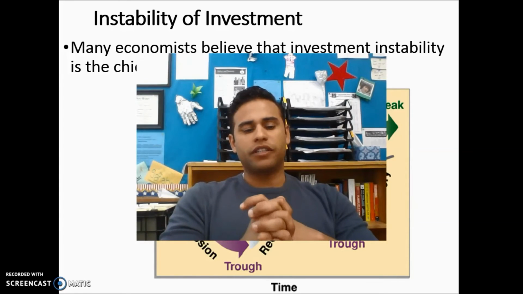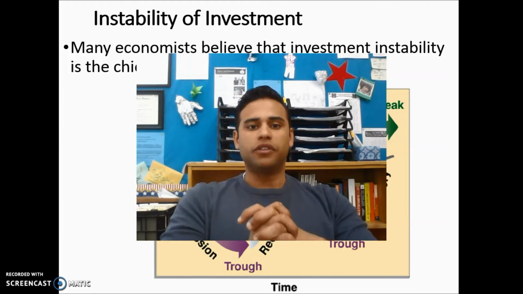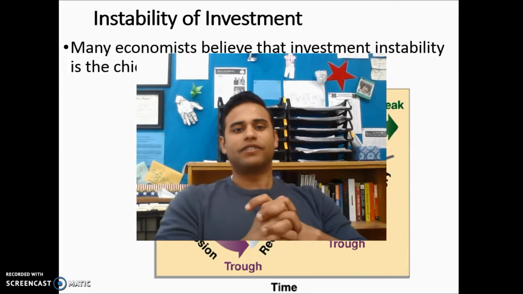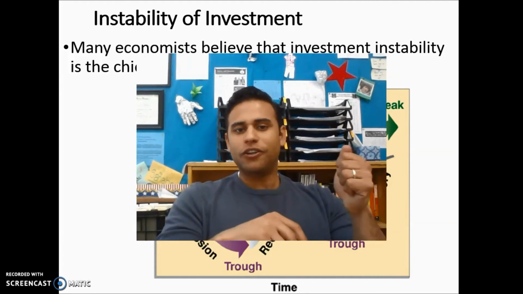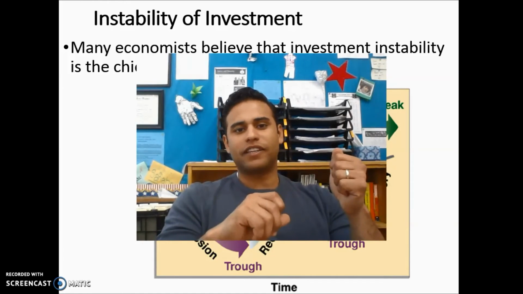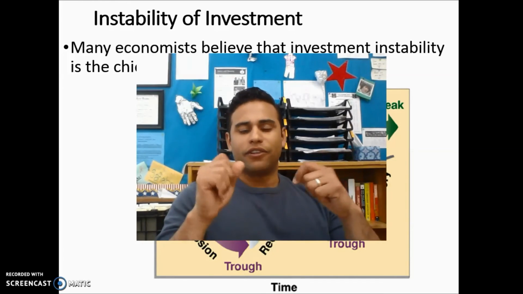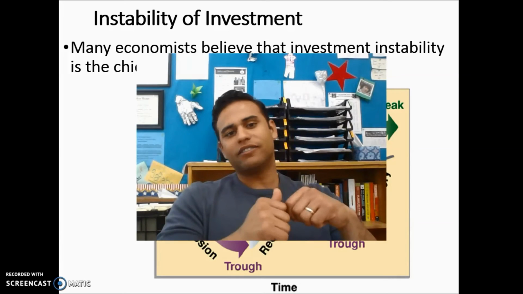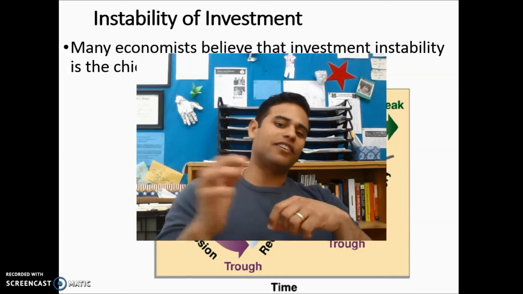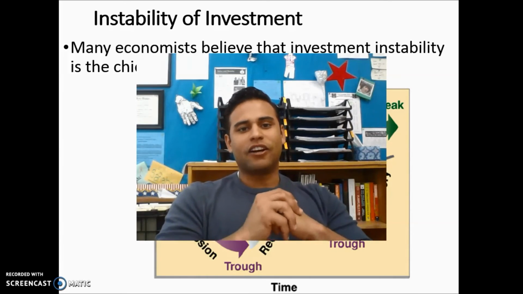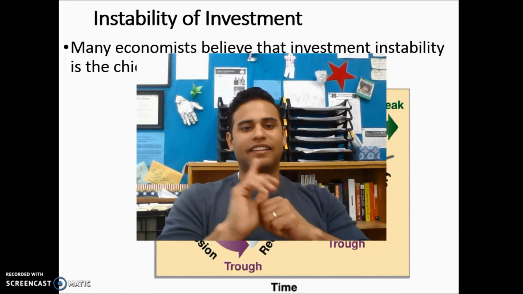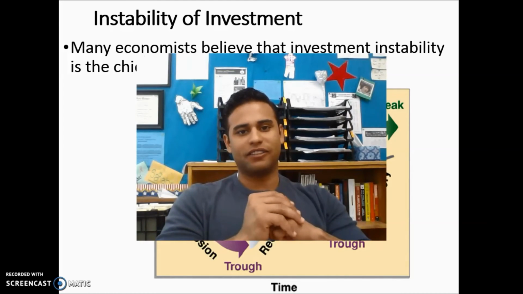But what we really want to understand is that relationship between real interest rates and the amount of investment. So if real interest rates go up, then the amount of investment goes down. And if real interest rates go down, the amount of investment goes up. And that's our key relationship. Okay? Our key relationship is that. And in this last part of the video, I'm going to tell us why that's so important.